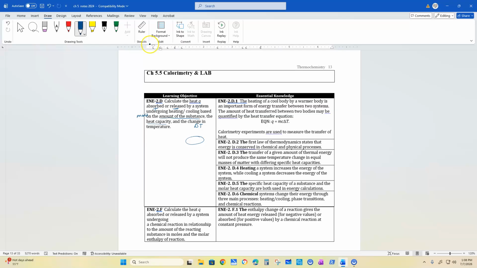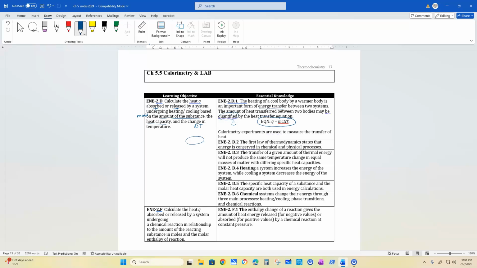The heating of a cool body by a warmer body is important in the form of energy transfer. So remember, this is how we have to know if energy is going in or coming out. The amount of heat transferred between two bodies may be quantified, which means we're doing math, by the heat transfer called Q equals MC delta T. We're going to be using this equation quite a bit, so let's get out a calculator too. I'll go over the specifics of each part of it when we get further into the notes.